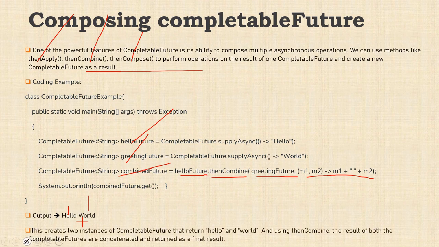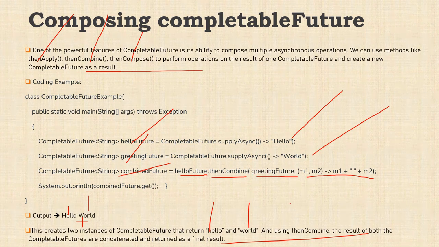So let's move to the next one. This creates two instances of CompletableFuture that return Hello and World. The first will be Hello and the second will be World. Then with thenCombine, the results of both CompletableFutures are concatenated into a final result. So hello future dot thenCombine method is available, and then we are combining here.